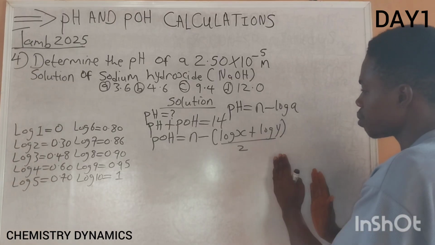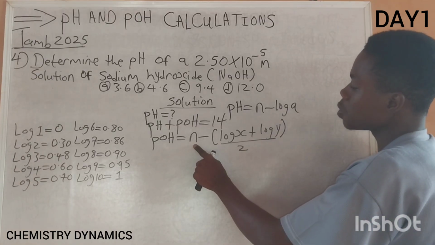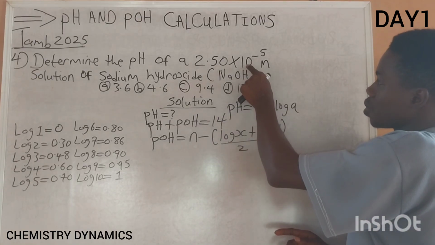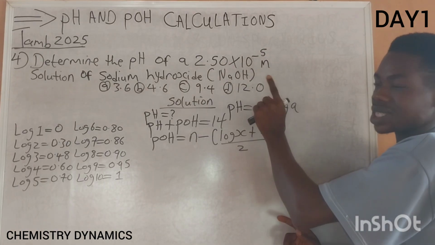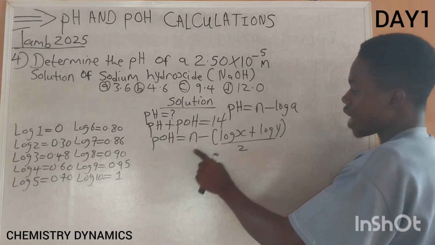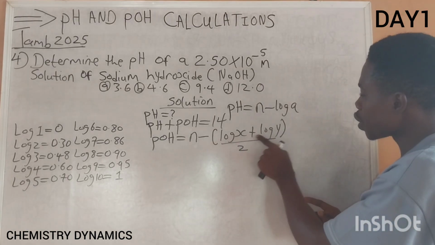Now let me explain this formula. You see this N happens to be the power of the concentration, which happens to be 5. Are you seeing it? It is -5 that's here. Leave the minus sign, pick only the value. So it's 5.